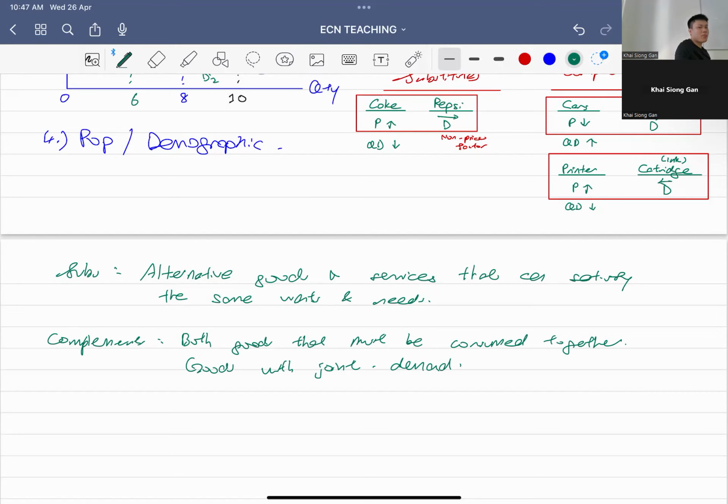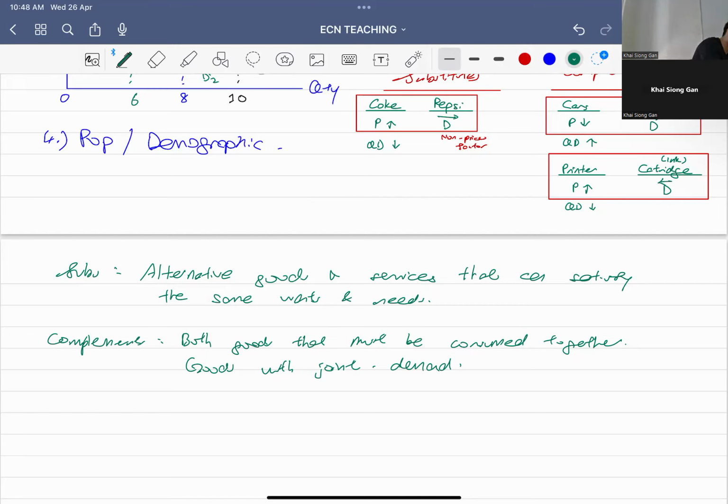Just now we talked about non-price factors, population. The more population in the country, the more demand for products. Or demographic: for example, if the country is overpopulated with elderly people, then the demand for healthcare will increase. So you can see the increase in demand for products and healthcare has nothing to do with the price, but because of the demographics.